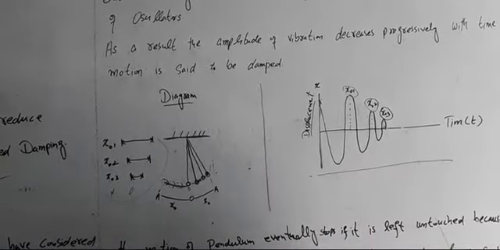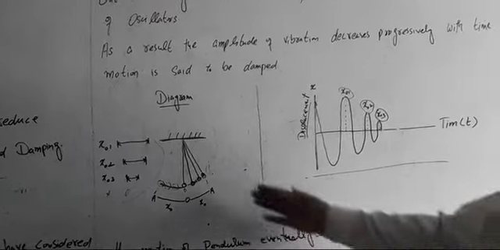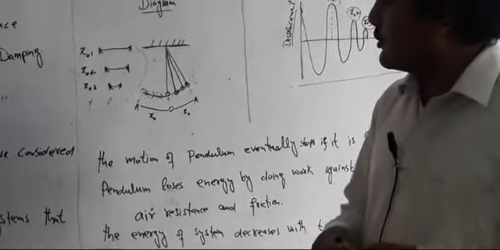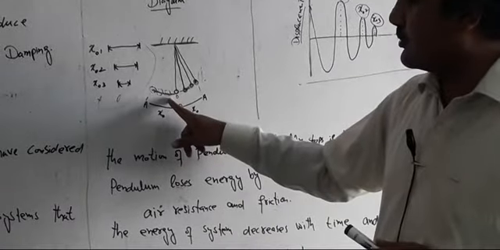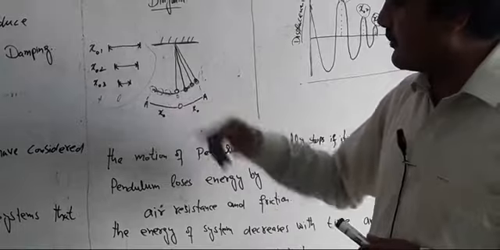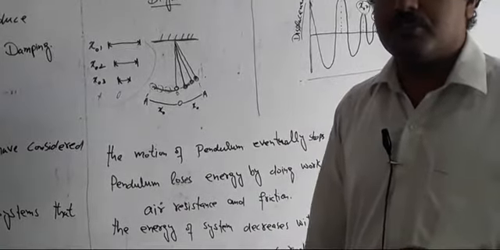The amplitude will become 0, and this happens due to the resistive forces due to which the oscillator loses energy, and that loss produces a decrease in the amplitude as well as in the displacement, and the oscillator comes to rest finally at equilibrium position O.